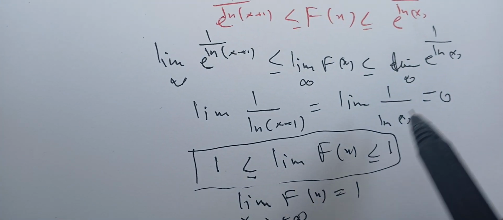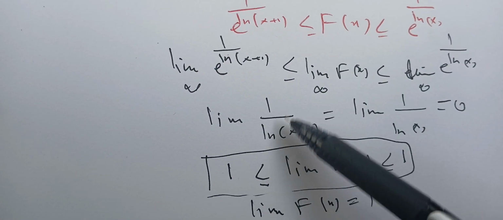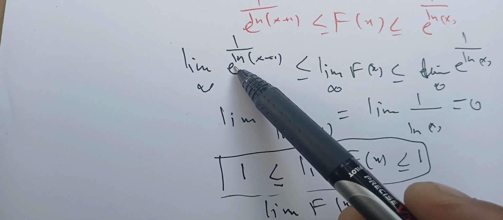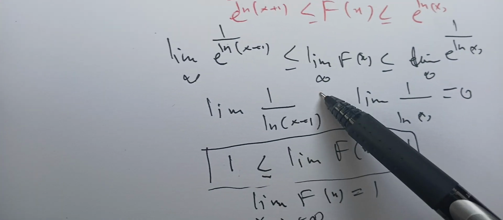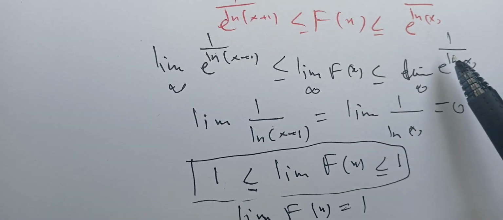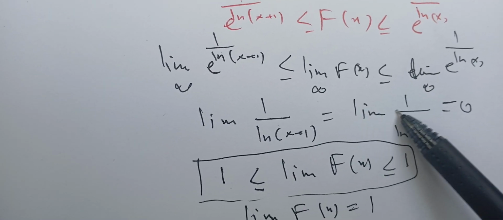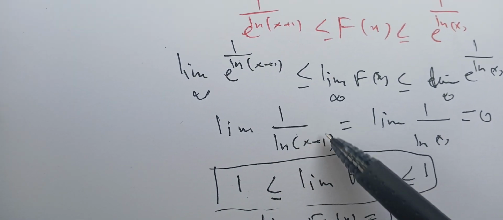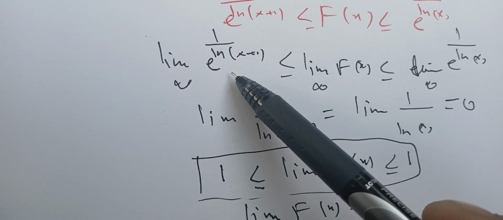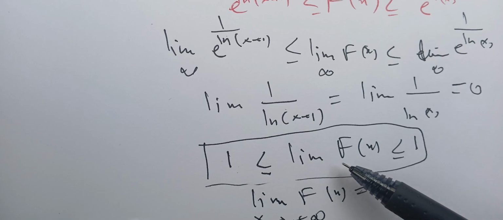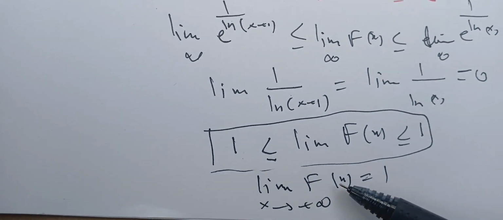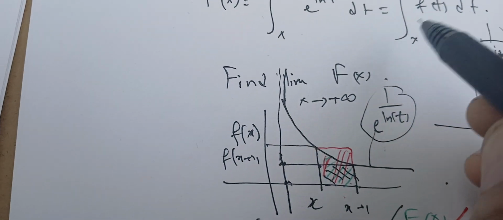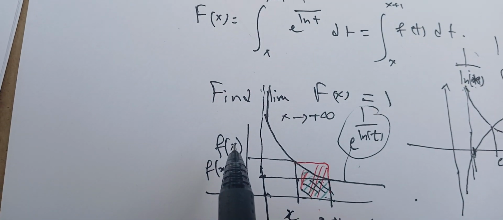So when I take the limit on the left side, I get e to 0, which is 1. And I take the limit on the right side as well. Since this is 0, and e to the power 0 is 1, I'm taking the limit inside because the exponential is continuous. I see that the limit of my integral is just 1. And this proves that the limit we are looking for is just 1.